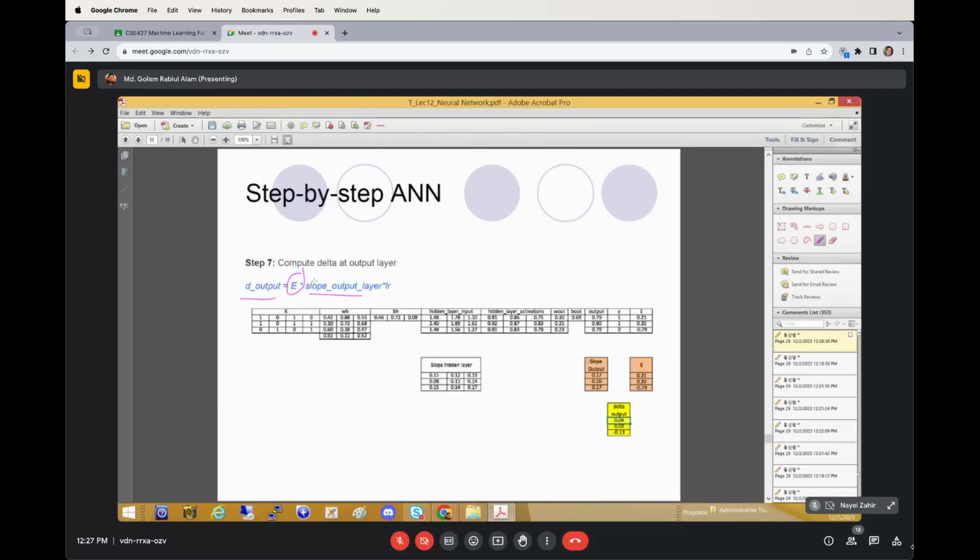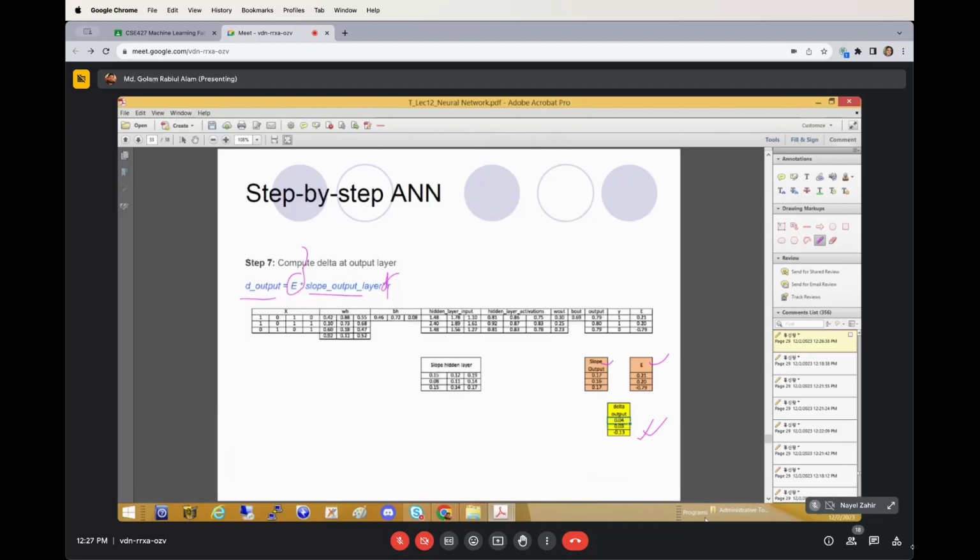We have already calculated the error and the slope of the output layer. Here, actually there is no need to use the learning rate, or consider that the learning rate is 1 in this case. Okay, so it is error times slope of output layer. So this is the error, and we have the slope of output. Just multiply these two, then we will get the delta output. So here is the delta output sum. We calculated the delta output sum in our sequential processing also.